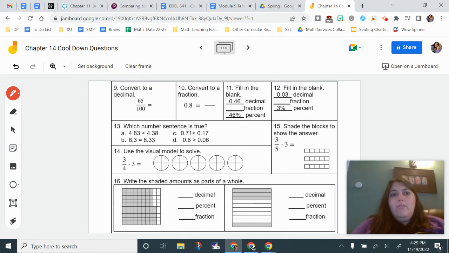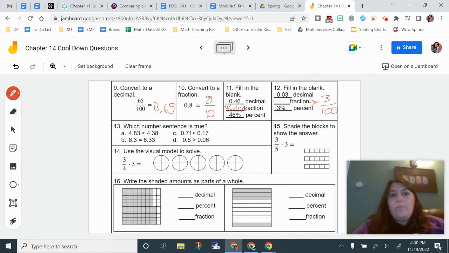Moving on to number 9, converting to a decimal. This is 65/100ths, so I'm going to put my 0, my decimal point, and 65/100ths. Number 10, making 8/10 a fraction. It's right there in its name, 8/10. Number 11, making all of these equivalent. So 46 hundredths, making that a fraction, and then I'm going to put this over to the side for number 12 so I have a little more room. 3 hundredths as a decimal, or 3%, it's going to look like this.